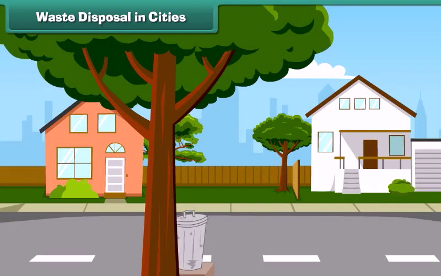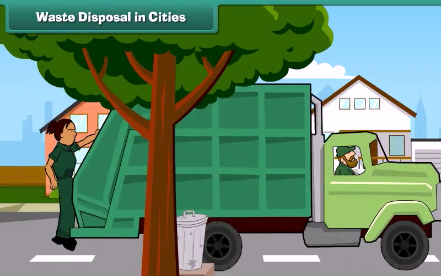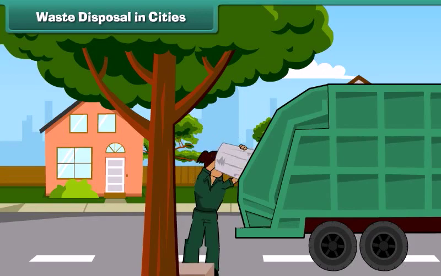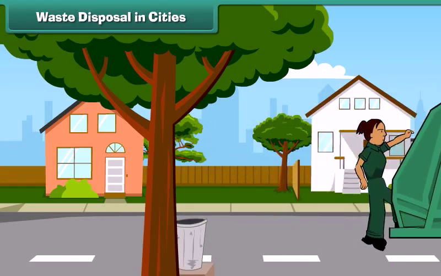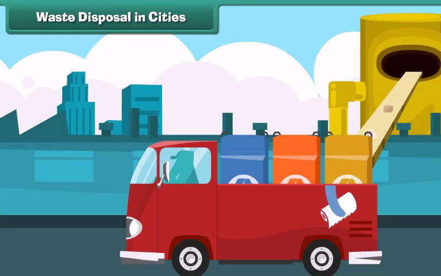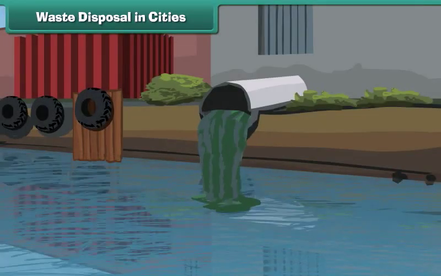Waste disposal in cities. Let us understand how waste is disposed of in cities. The waste from our homes is first collected and treated in municipal sewage treatment plants and only then disposed of into water bodies like rivers. Waste treatment ensures that rivers are not polluted.